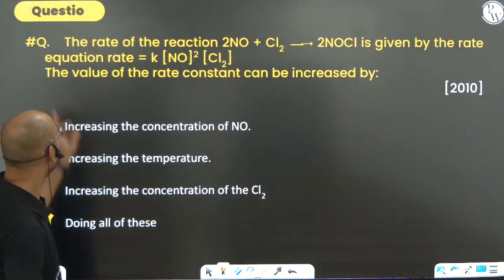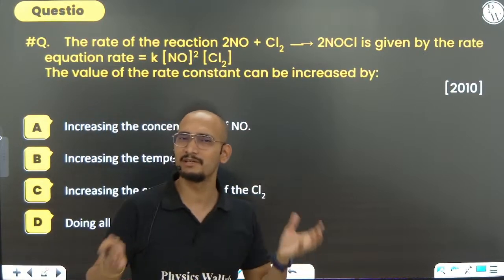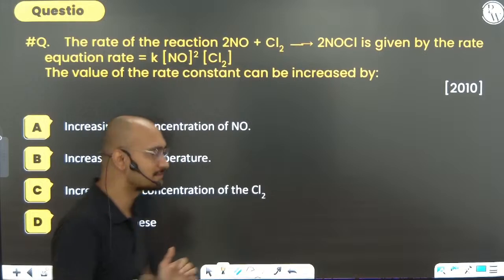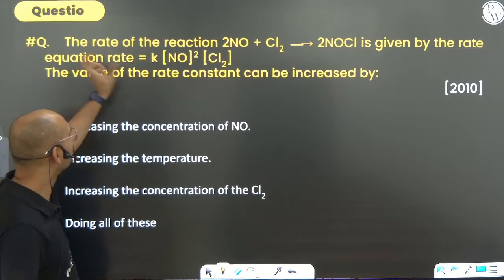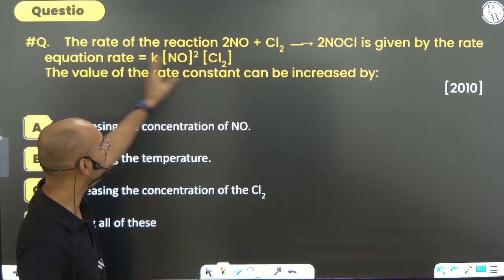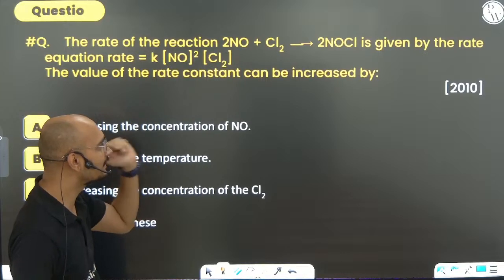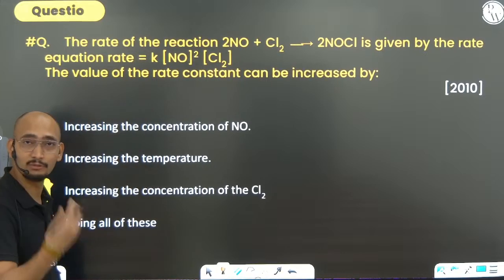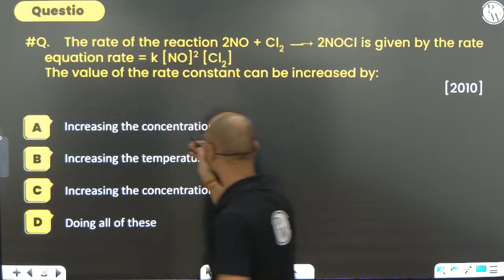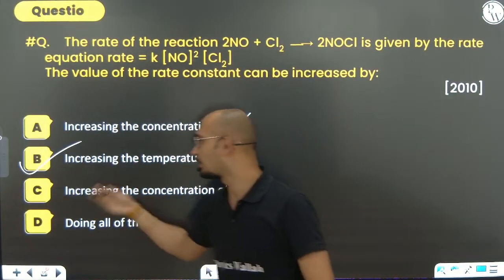Now we will solve some questions. Of course, there are many things to say, but we cannot cover all of them here. So let's see a few important types of questions. The rate of reaction for this reaction is given by the following. The value of the rate constant can be increased by what? By increasing concentration? No, it does not depend on concentration. Increasing the temperature? Yes, only this one.